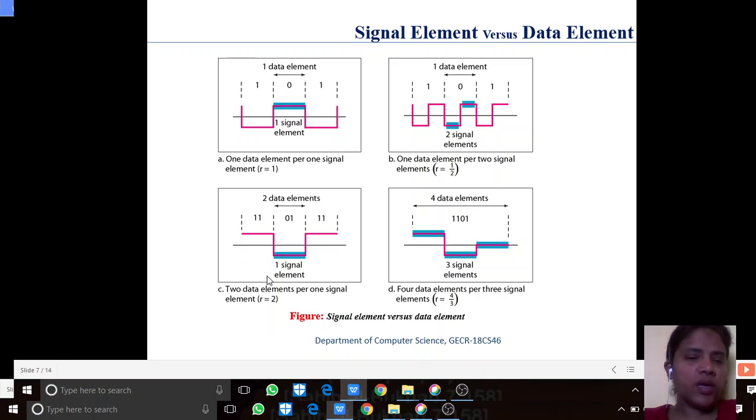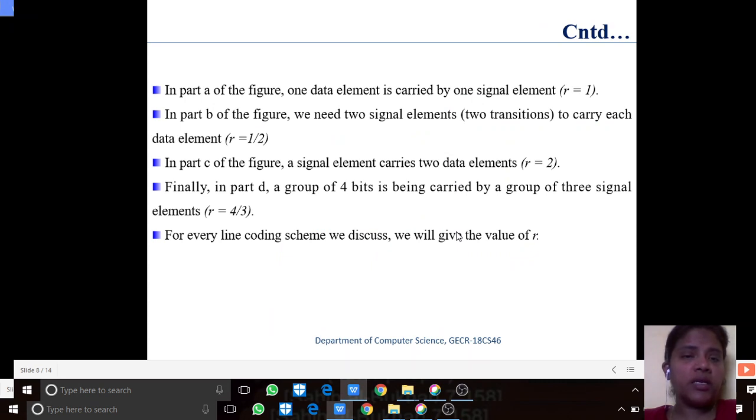Okay. Similarly here you can see, one signal element is encoded with two data elements. Here it is 2 by 1, because there are two data elements and one signal element. Now here four data elements are encoded in three signal elements. You can see there is a change of signal. So here 4 by 3. This is the difference between the signal element and the data element, which explanation is given again over here.